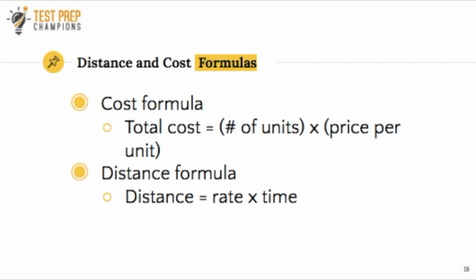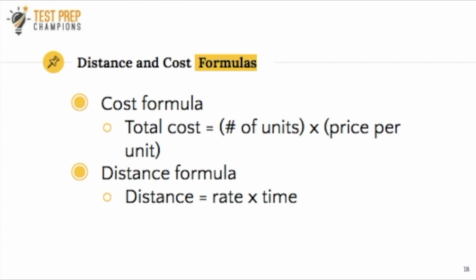So typically you'll be given values, and you're going to be given 2 of these values, right? And you'll be asked to solve for an unknown variable. So for example, they may give you a question where they tell you the distance and they give you the time and they ask you to find the rate.